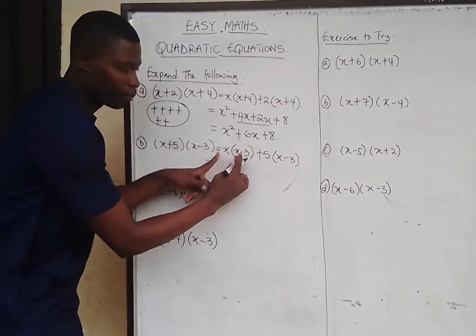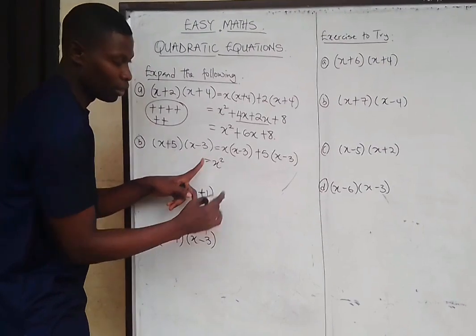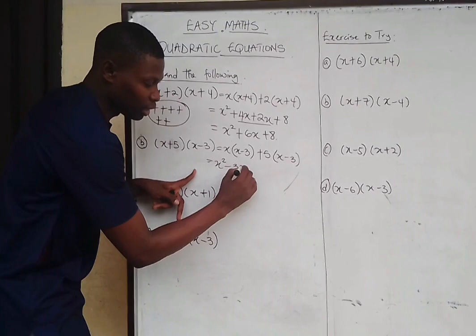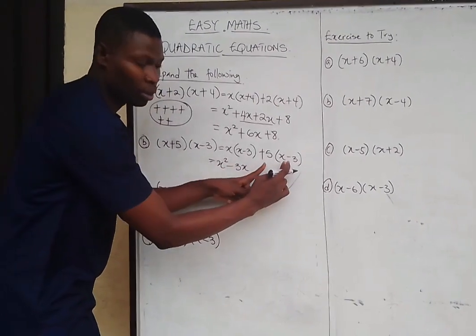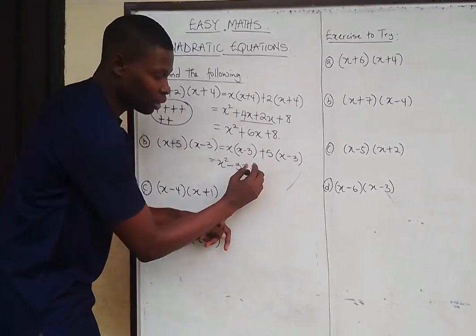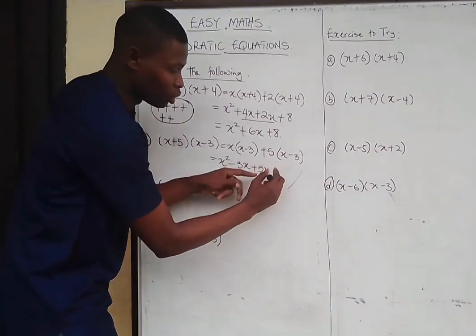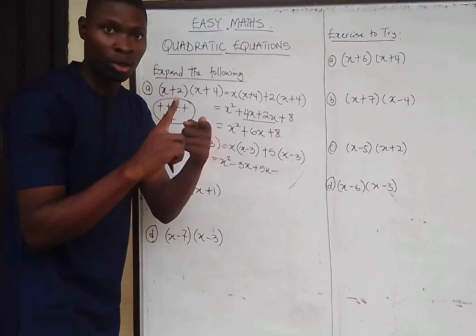x times x here will give us what? x squared. x times minus 3 here will give us what? Minus 3x. 5 times x here will give us plus 5x. Plus times minus will give us what? Minus. Same signs will give us plus.